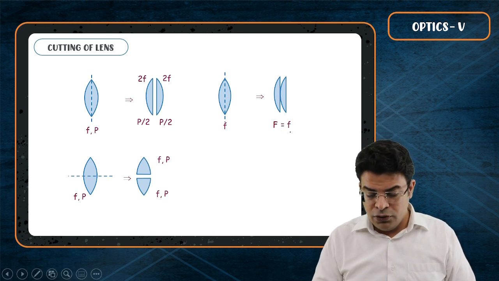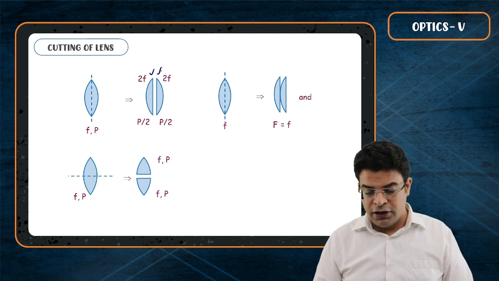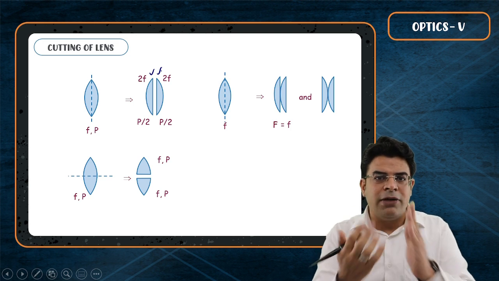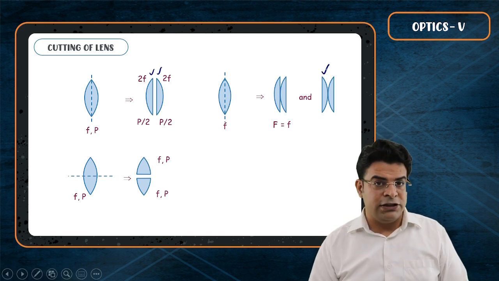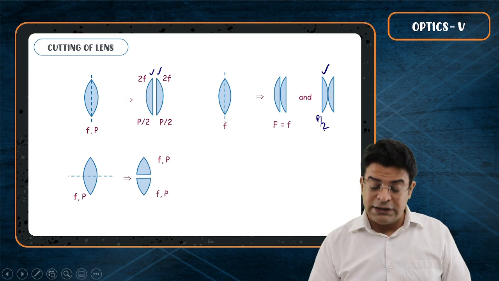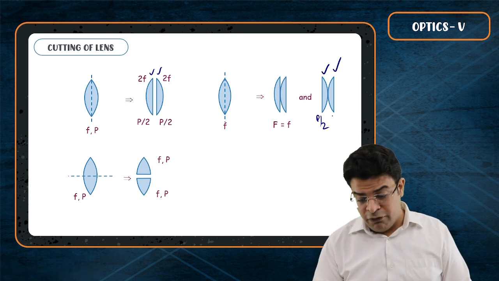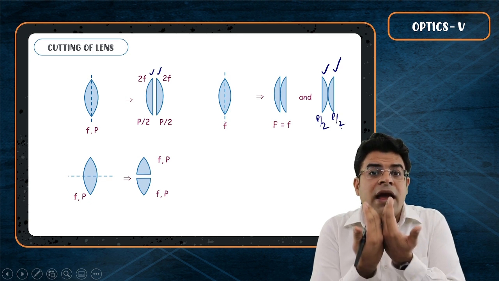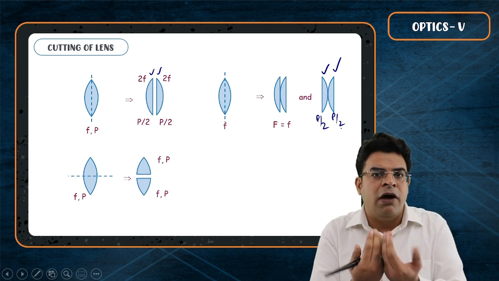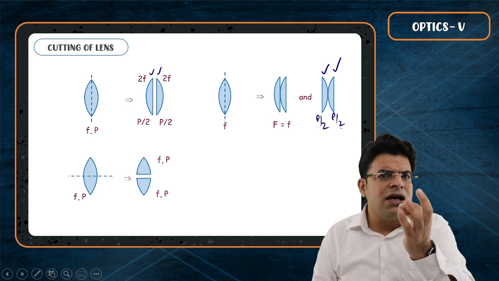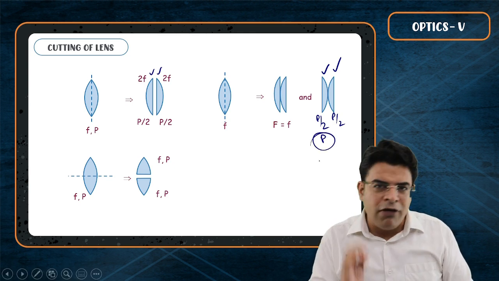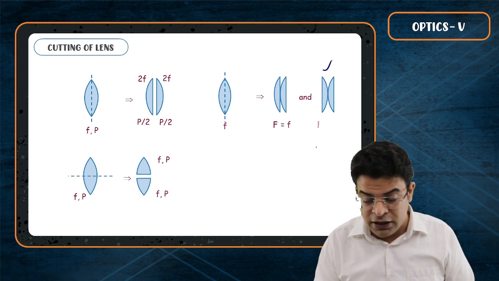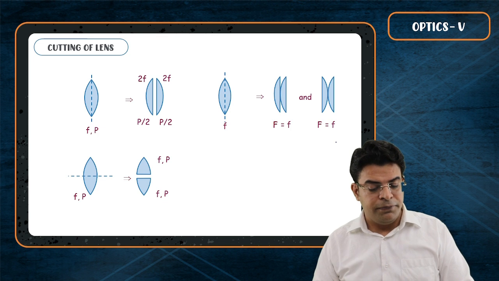What if you combine the two parts after cutting this way? So sir, orientation doesn't matter. This is still a converging lens of power P by 2. This is still a converging lens of power P by 2. And when placed together, they will act effectively as a single lens of power P by 2 plus P by 2, a single lens of power P. As the power remains the same, we can say that the focal length remains the same, and for this case as well, the effective focal length will be f.